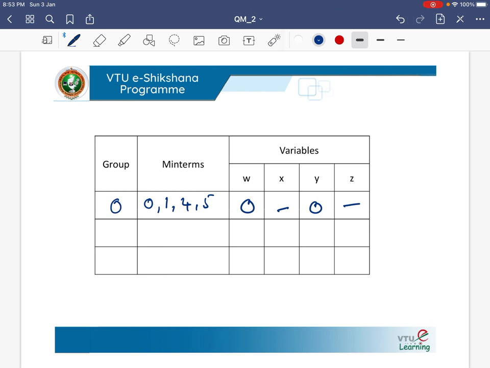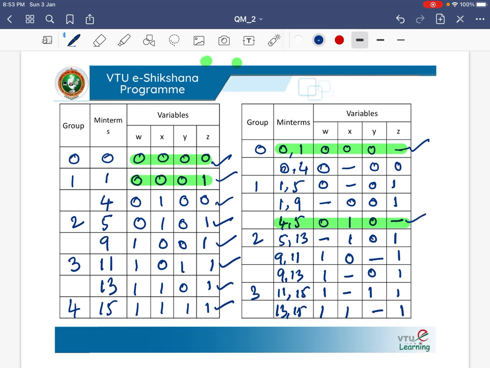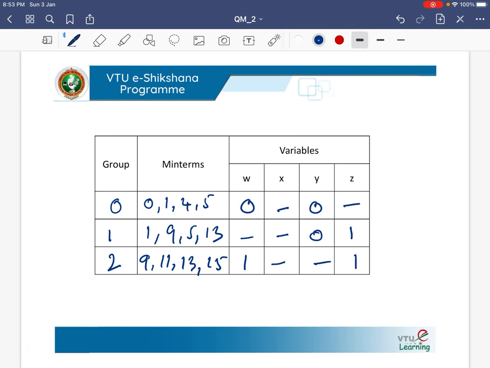If you continue the same process in group 1, we can combine 1, 9, 5, 13. And we get the variables as dash, dash, 0, 1. In the second group, we get the minterm combination as 9, 11, 13 and 15, and variables we get as 1, dash, dash, 1. After combining this, in the previous step, you have to tick mark. 0, 1, 4, 5 is combined, so 0, 1 and 4, 5 have to be tick marked. Similarly, whichever minterms are combined, those are to be tick marked in the previous table. After doing this, we get these different groups and the minterm list is this.